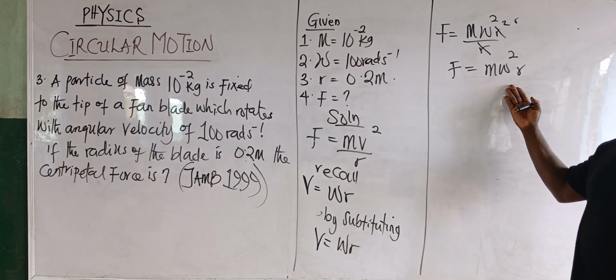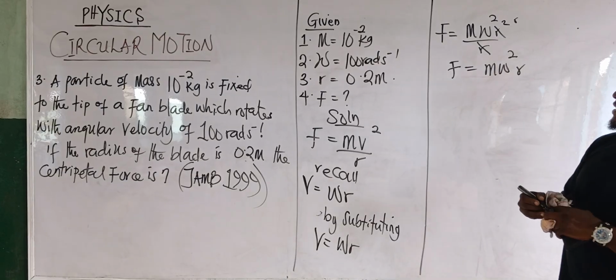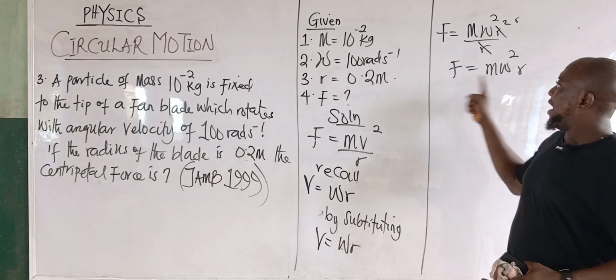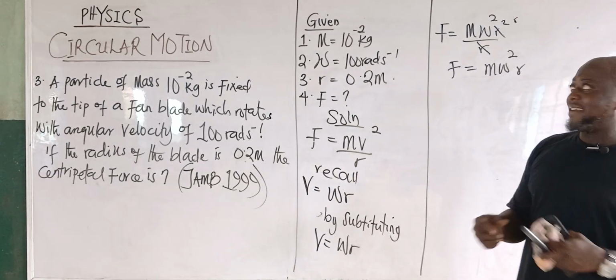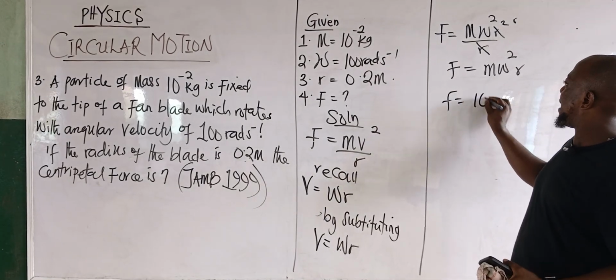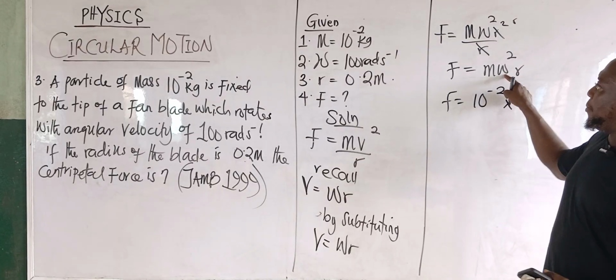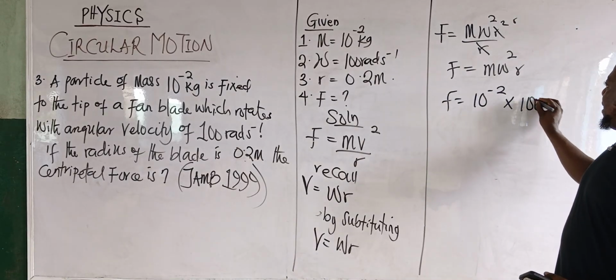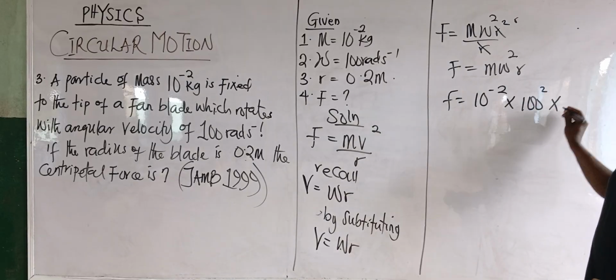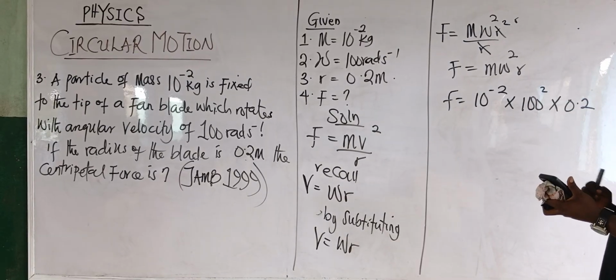So this is what we are going to use to solve this now. The reason is because we have m here, we have omega here, and we have R here. We can find F. So F becomes 10 times omega, which is 100 here, squared. Please, you have to square it. Then times my radius, which is 0.2.